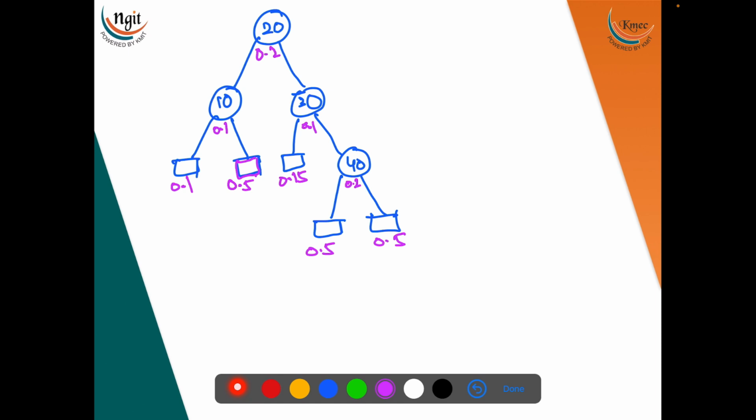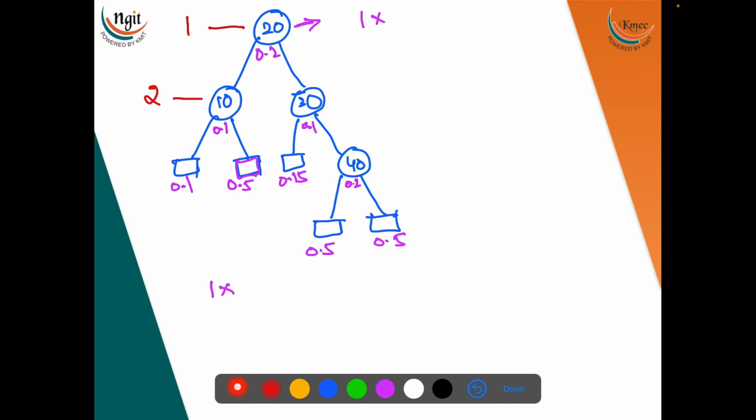So the cost of searching 20 is what? It is in level 1. Cost of searching 20 is what? So 1 into what? I'll write here, this 1 indicates the level. 20 is at level 1, 10 is at level 2.